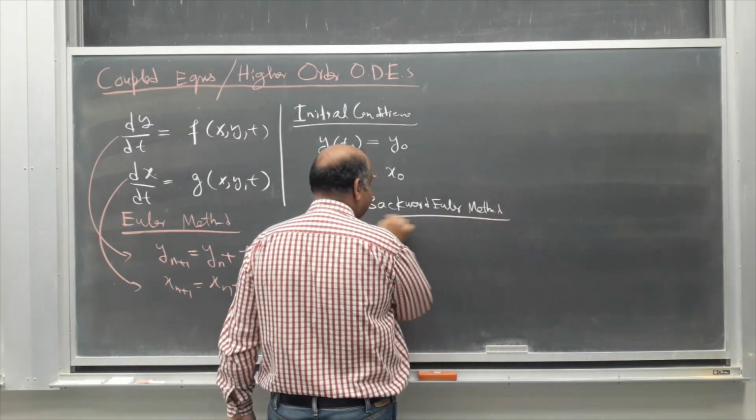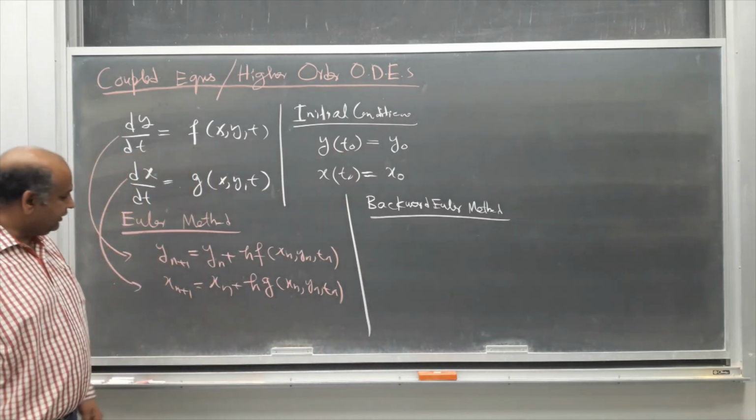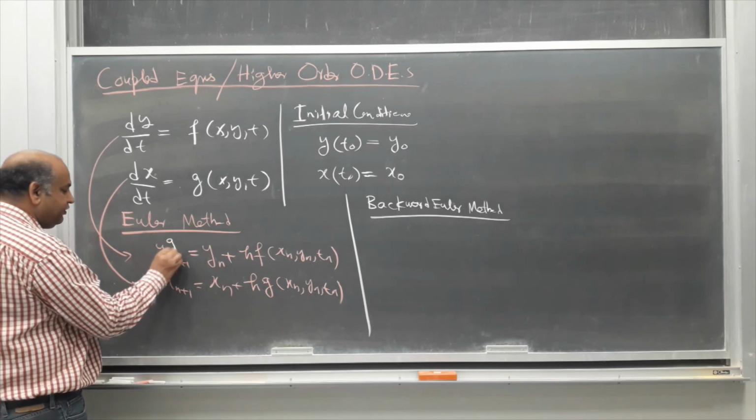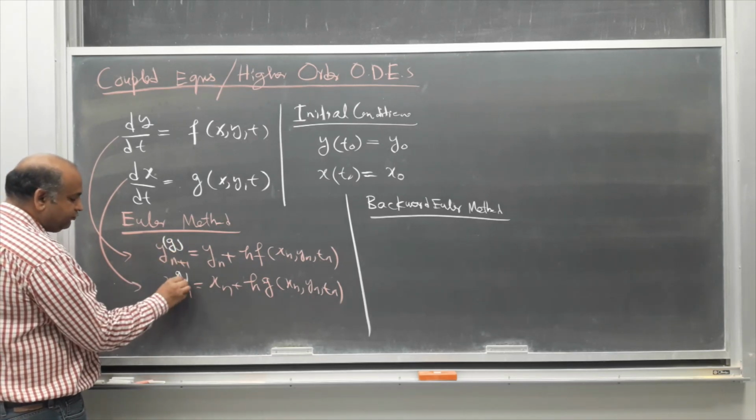for this coupled system, what we can do is use this forward Euler method to get what we call guess values.